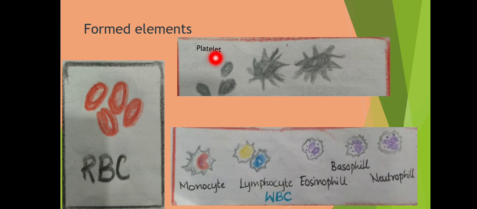Then the platelets are fragments of megakaryocytes. They are known as thrombocytes. They help in clotting of blood, and they also lack organelles.